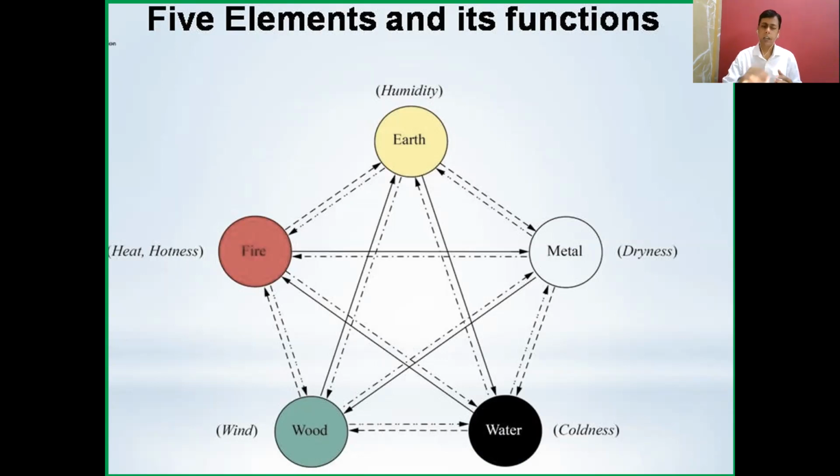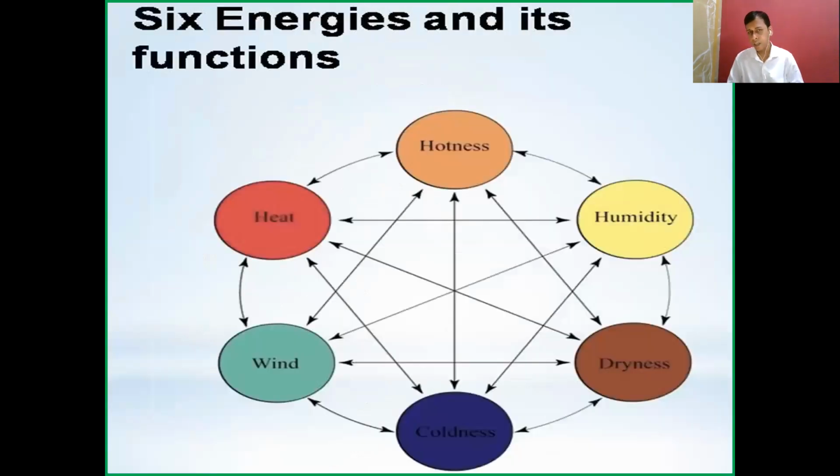So the professor has converted the 5 key into 6 key, and we are going to discuss this in detail in our course. When he developed 6 key, he found that in the body there are axial relationships between wind and humidity, heat and dryness, and hotness and coldness.